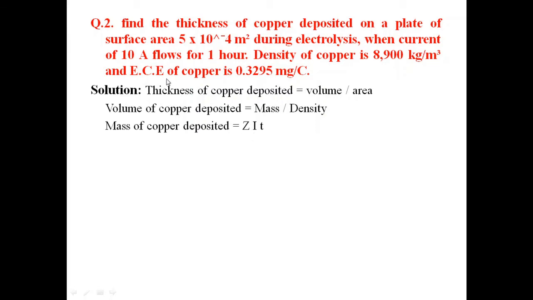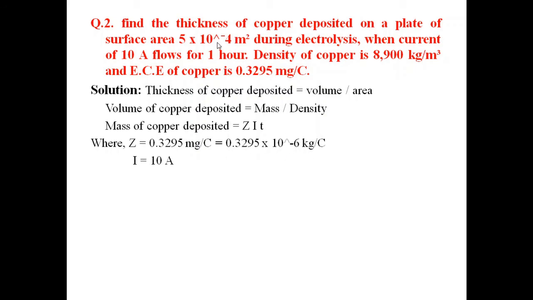Z is the electrochemical equivalent of copper, and that has to be in kg per coulomb, but here it is given in milligrams per coulomb. So let's do a conversion. Z is 0.3295 milligram per coulomb. I want it in kg. Milligram divided by 1000 gives gram, and dividing by 1000 again gives kg. So we get 0.3295 into 10 to the power of minus 6 kg per coulomb. This is Z.